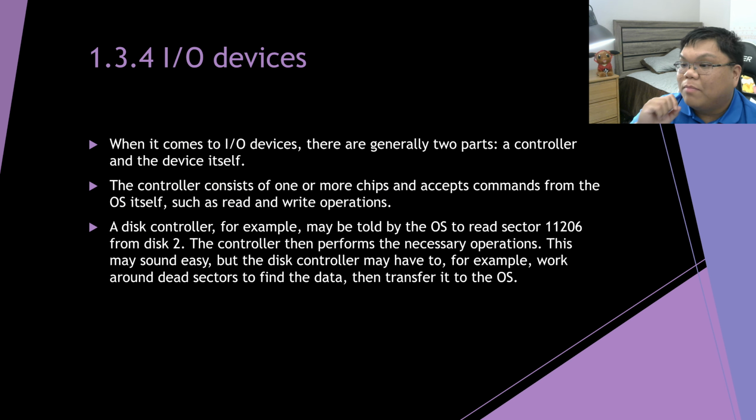I/O devices are basically everything else that we connect to a computer. When it comes to I/O devices, there are generally two parts: the controller and the device itself. The controller consists of one or more chips and accepts commands from the operating system, such as read and write operations. Let's go back to the example of a disk drive. It's going to have a disk controller, and the disk controller may be told by the operating system to read sector 11206 from disk 2. The controller then performs the necessary operations.